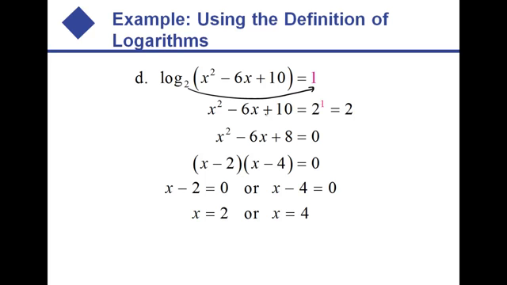Because we recognize this as a quadratic, we know we have to bring the 2 over and set equal to 0, which gives us this. Then we factor it, set each of those equal to 0, and get our two solutions of 2 and 4.